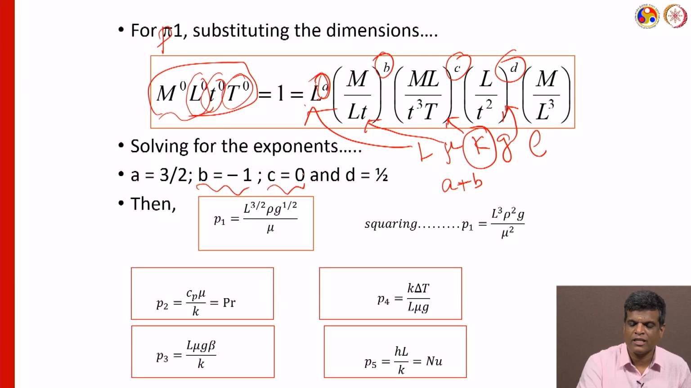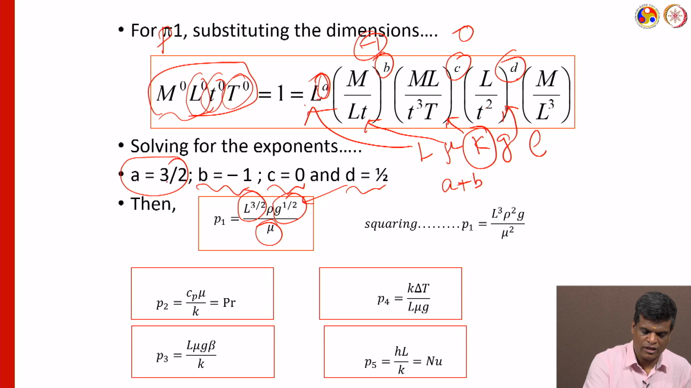What does the value of C stand for? C is 0, that is the meaning. C is 0, meaning thermal conductivity does not appear in the first dimensional group here. Then B is -1, so mu comes in with exponent -1. Then C is 0, then D is 1 by 2, so G to the power 1 by 2. That is the value. And A, the length, is 3 by 2, A is 3 by 2.